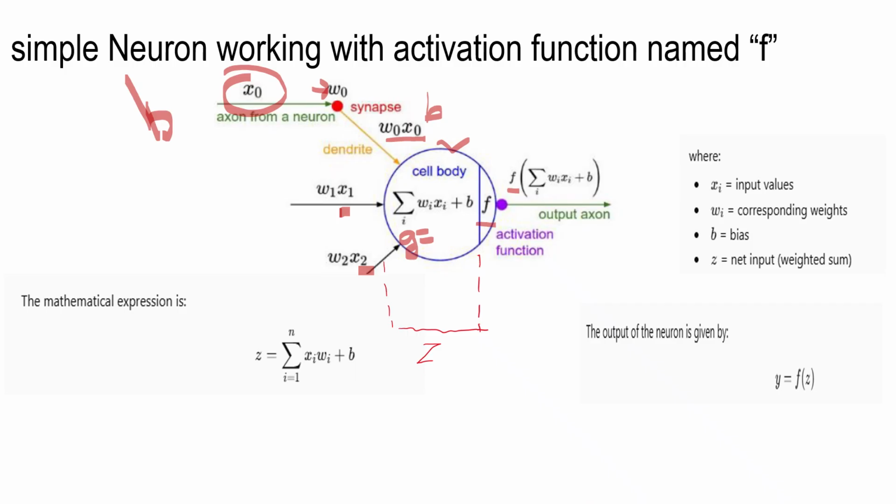The same thing is represented mathematically. As I said, z is nothing but the sum of w xi plus bias. So this is the input. Here xi represents all the possible inputs, w is the corresponding weight, b is the bias, and z can be represented as the net input. So g and z are the same. In some books it is given as g, in some books it is given as z. The output of the neuron is nothing but y equal to f of z. This f is the activation function.